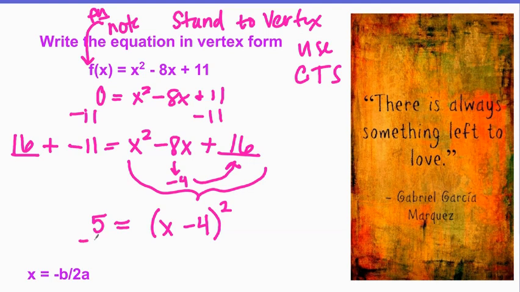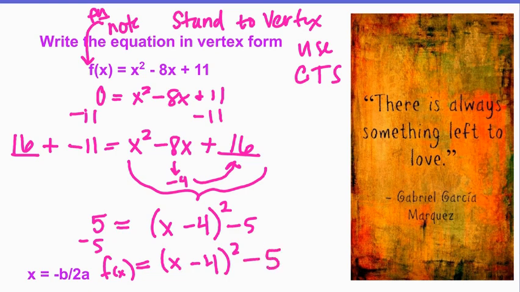We are still not in vertex form. I need to move this number back over. And I'm going to replace y. F of x would be a good choice. I used y, but to stay consistent, maybe I should have used f of x. F of x equals x minus 4 squared minus 5. This should look familiar. We are now in vertex form.